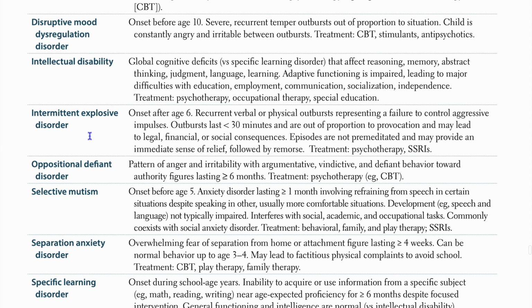Okay, so intermittent explosive disorder, its onset is after age 6. Recurrent verbal or physical outbursts representing a failure to control aggressive impulses. Outbursts last less than 30 minutes and are out of proportion to provocation and may lead to legal, financial, or social consequences. Episodes are not premeditated and provide an immediate sense of relief, followed by remorse. Like a guy getting mad at a girlfriend or something like that. That could be this as well. And it's been happening since they were 6 years of age. And then they're always sorry after the episode is done, right? Treatment is psychotherapy and SSRIs.